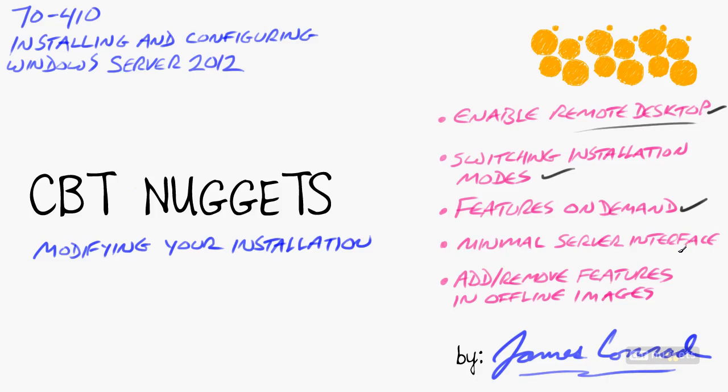We'll take a look here also at Minimal Server Interface, which will remove all the binaries that you don't need, strictly speaking, for basic administration. So you'll be left with just some basic UIs, so it's not quite Core, but it's not quite a full installation either. And then also we'll take a look at how to add and remove features in offline images. In other words, your virtual hard disks from Hyper-V.